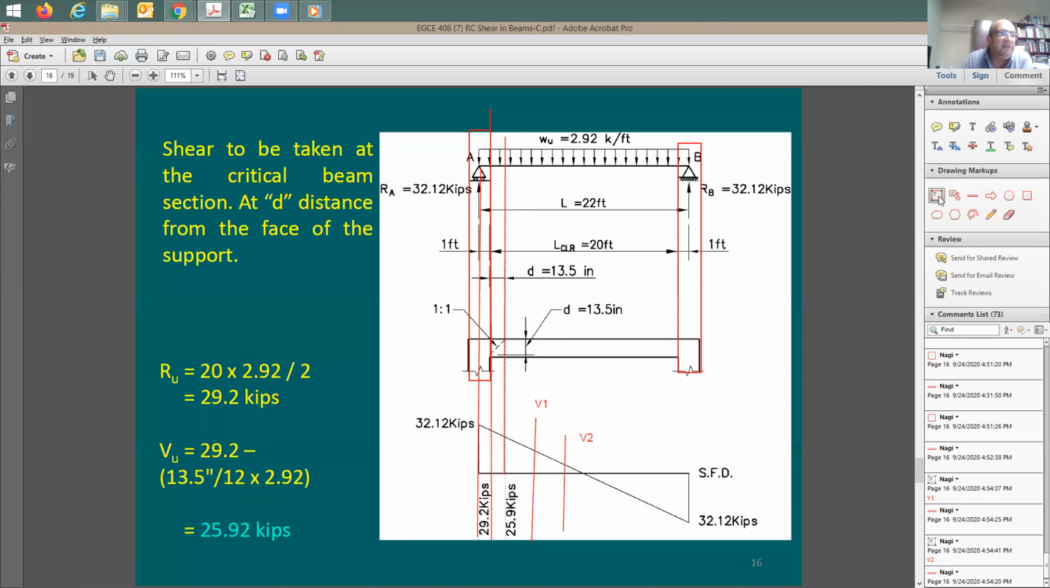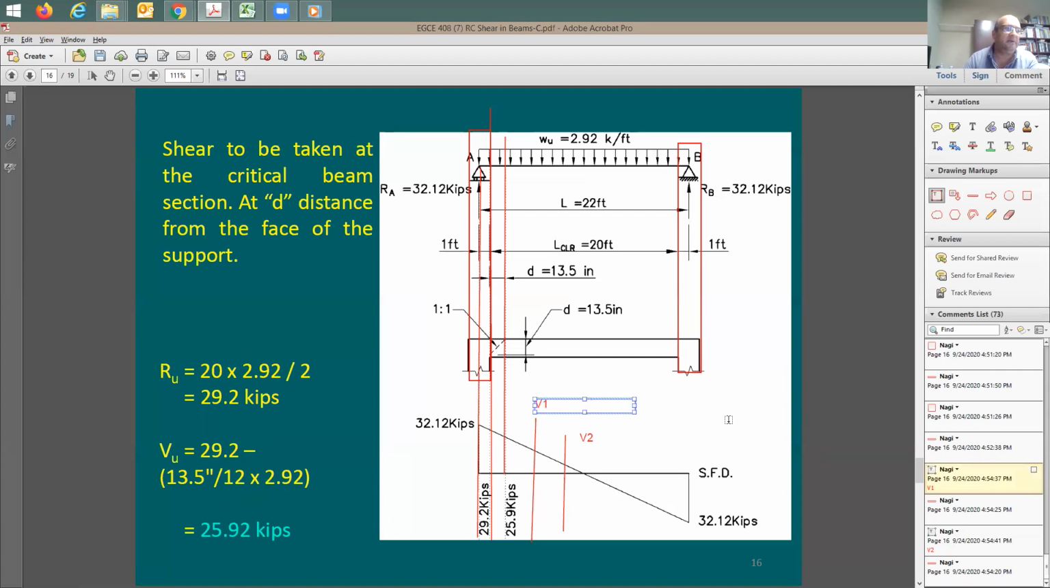I can here write a general equation for you. I'm going to say V2 equals V1 minus 2.92 times the distance. What do you guys want to call it? I'm going to call it distance, like this. So what does the distance mean here in this case? Distance is going to be the distance from this line to this line.